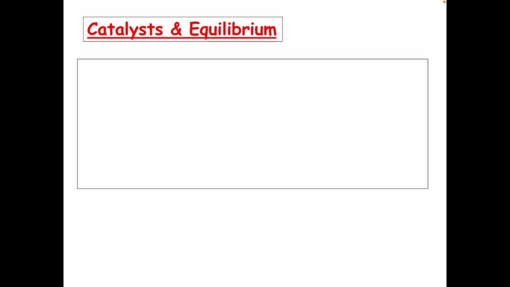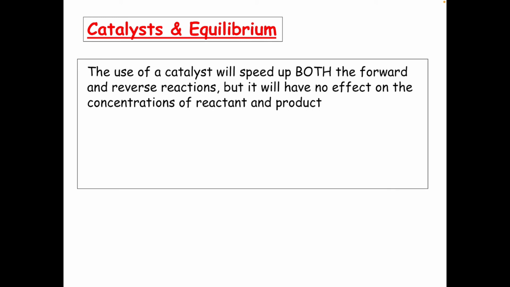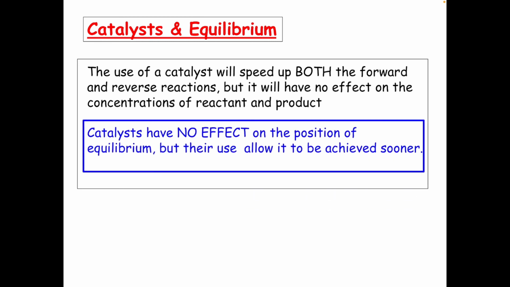One last point we're going to look at today is how catalysts can affect the position of equilibrium. What you'll find is the use of a catalyst will speed up both the forward and reverse reaction, but it doesn't actually have any effect on the concentrations of reactant and product, and therefore doesn't have any effect on the position of equilibrium, but allows it to be achieved sooner.